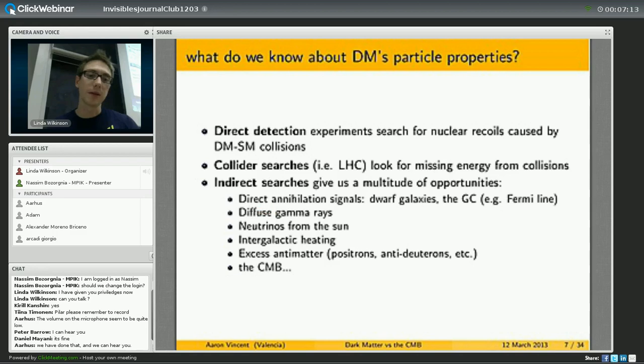And many indirect searches, like looking for annihilation signals, gamma rays, for instance, in dwarf galaxies, in the galactic center. So recently there's been a lot of hype over this Fermi line, the 130 GeV Fermi line, as well as diffuse gamma rays from dark matter annihilating in the whole universe, neutrinos from capture and annihilation in the sun, heating of the intergalactic medium, which I'll actually get back to later, excess antimatter such as positrons, antideuterons, etc., and traces on the cosmic microwave background. So this is what the rest of the talk is going to be focused on.